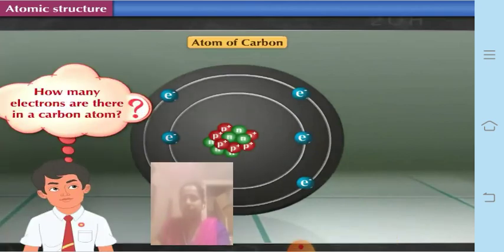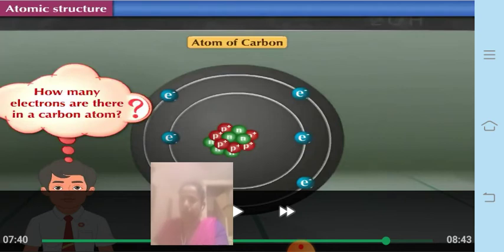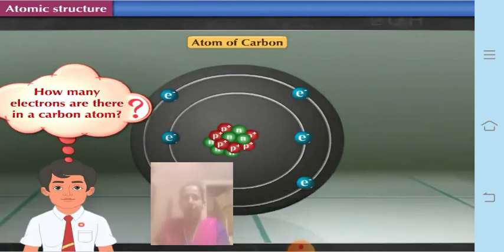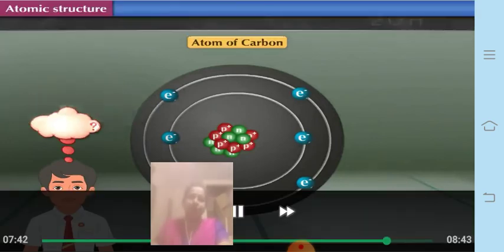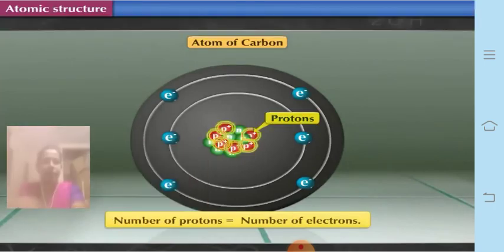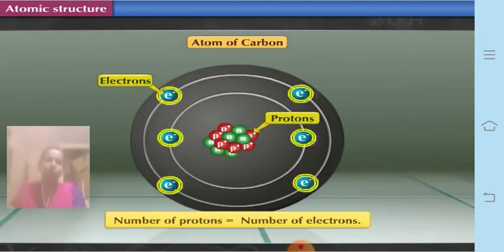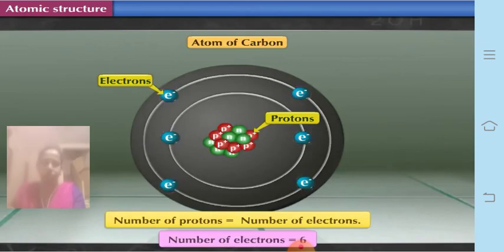We know that the atomic number of carbon is 6. How many electrons are there in a carbon atom? Since the atomic number is 6, and I have already mentioned to you earlier that the number of protons is equal to the number of electrons. Since atomic number is represented by the number of protons, the number of protons is equal to the number of electrons, and therefore in carbon there are 6 electrons. So remember, this is the way you are supposed to calculate.